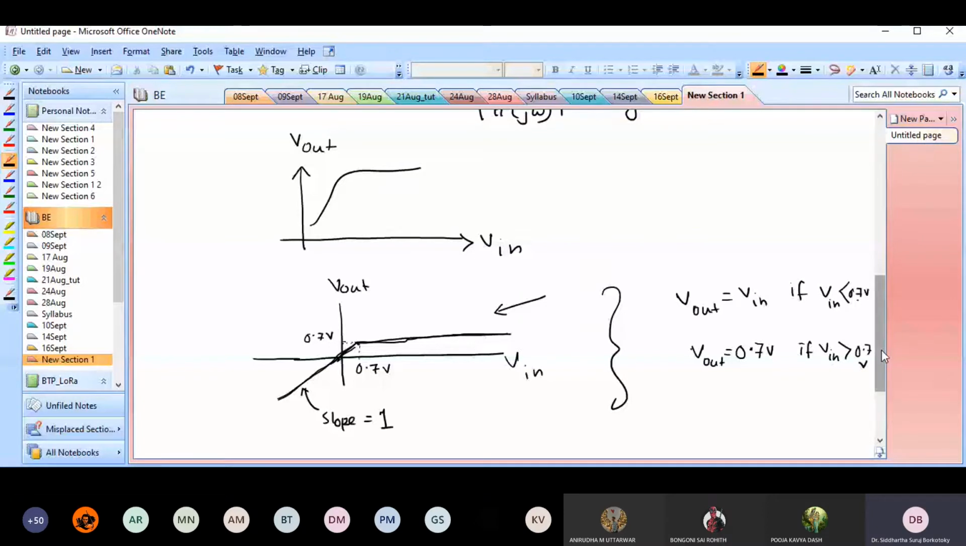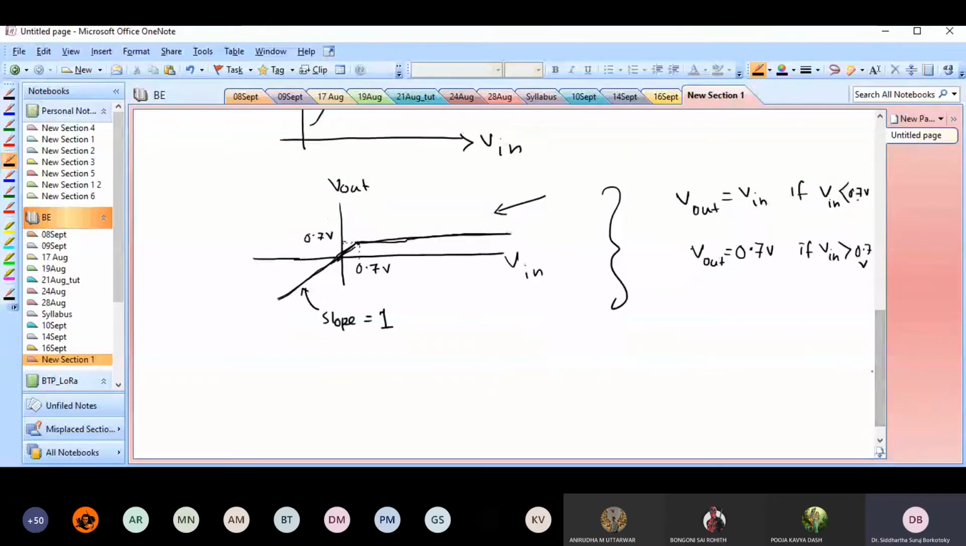Exactly what happens at V in equal to 0.7 volts is more a question of convenience. You can think of it as still, because at 0.7 volts, V out will be 0.7 volts for sure. So that does not make much of a difference. But the point here is that by looking at this graph, you can immediately say what value of V out you would receive, what will be the output of a circuit for a given input. That is the benefit of the transfer characteristic curve.